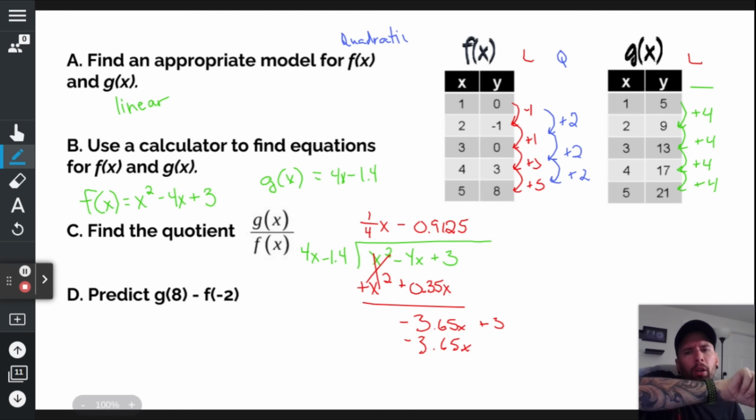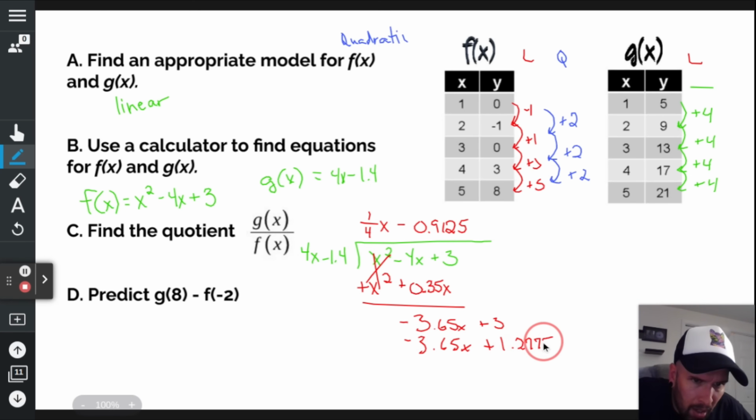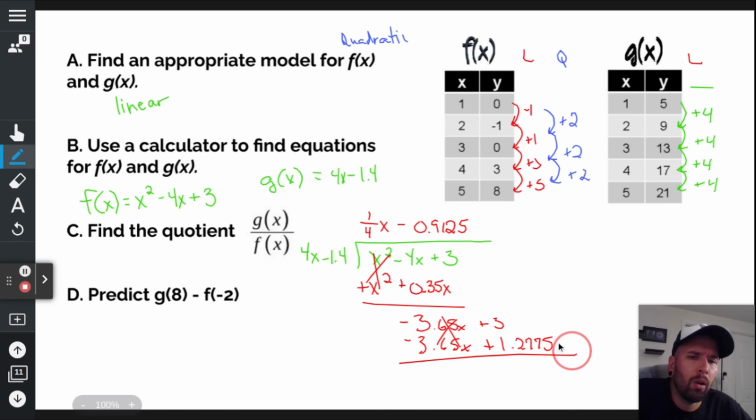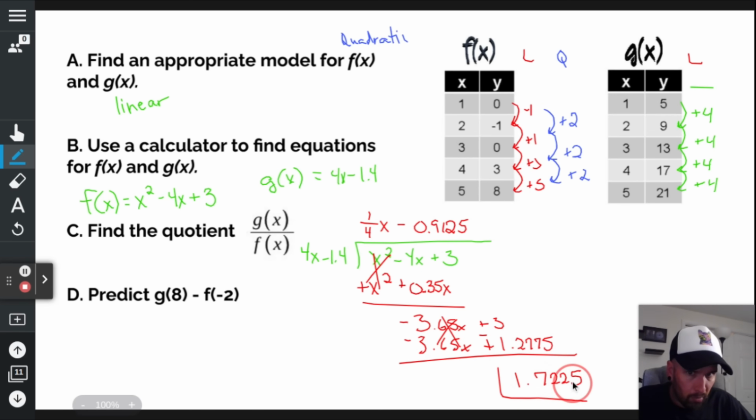Negative 0.9125 times negative 1.4 is 1.2775. Cross you out. Make you a minus. 3 minus 1.2775 is 1.7225. So I would put that, my remainder, right up here, and the factor that I use to divide right here.